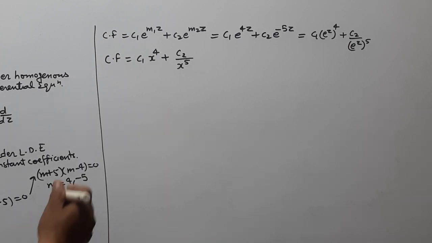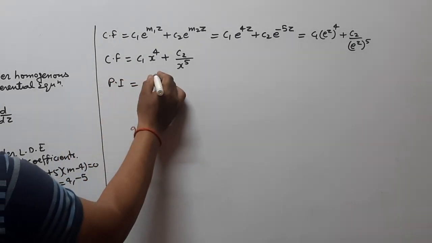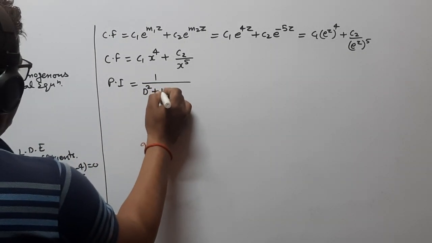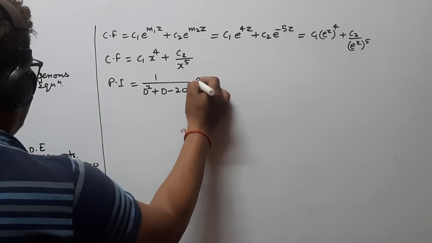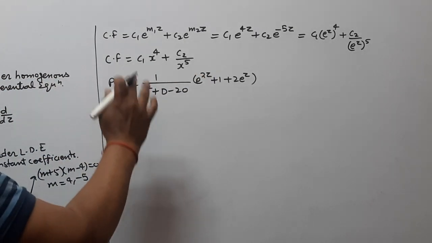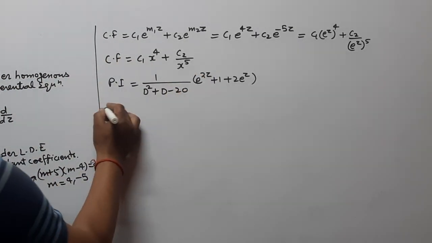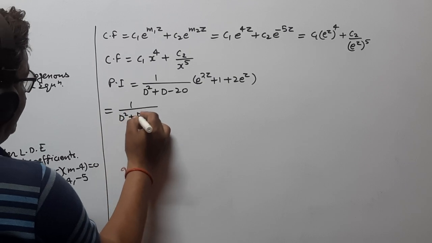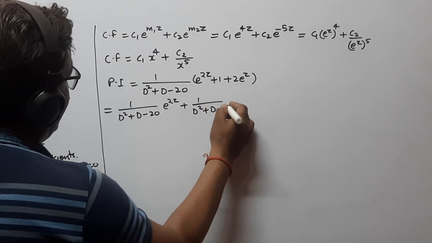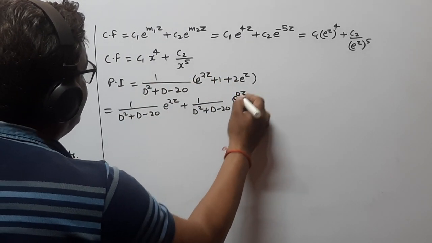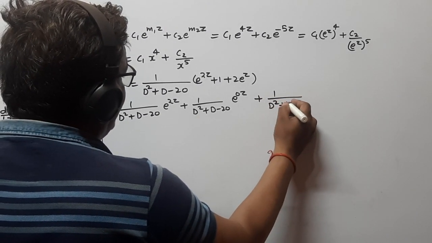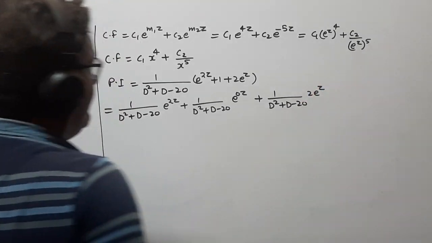Now we find the particular integral. The particular integral can be written as 1 upon f(D), where f(D) is D square plus D minus 20, and the right hand side is e to the power 2z plus 1 plus 2 times e to the power z. So we find the particular integral of each term. First we write 1 upon D square plus D minus 20 times e to the power 2z, plus 1 upon D square plus D minus 20 times, in place of 1 we put e to the power 0z, because e to the power 0z is 1, plus 1 upon D square plus D minus 20 times 2 e to the power z.